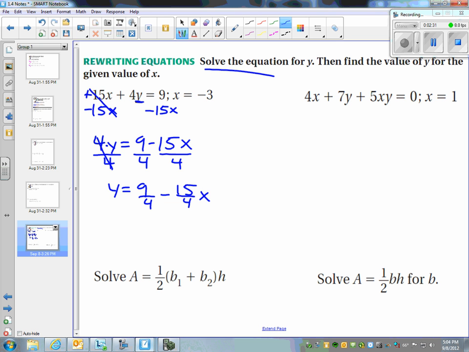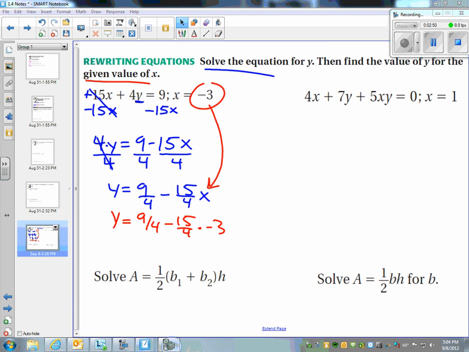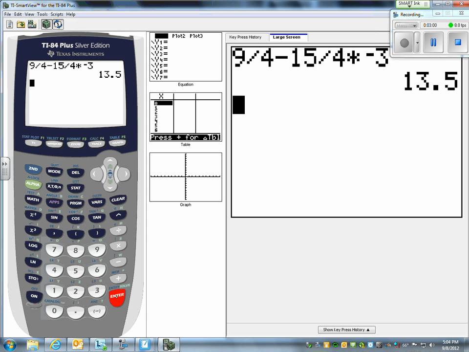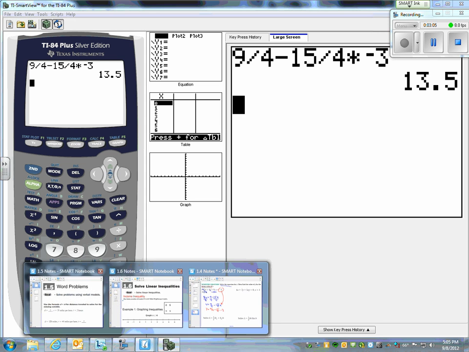So that's the solving the equation for y part. The second part is put the value of x in. So we take a negative 3 and we put it in right there. So we get y equals 9 over 4 minus 15 over 4 times negative 3. So we go on our graphing calculator: 9 over 4 minus 15 over 4 times negative 3. We get 13.5 is our answer.